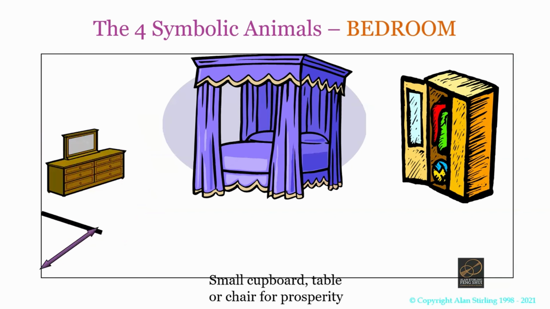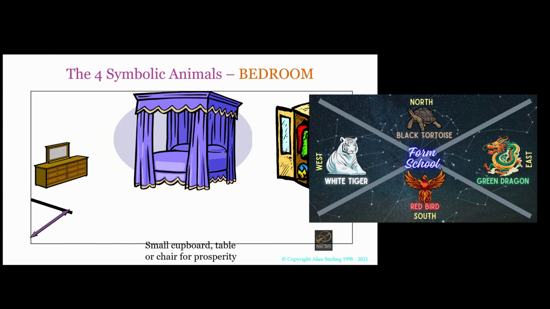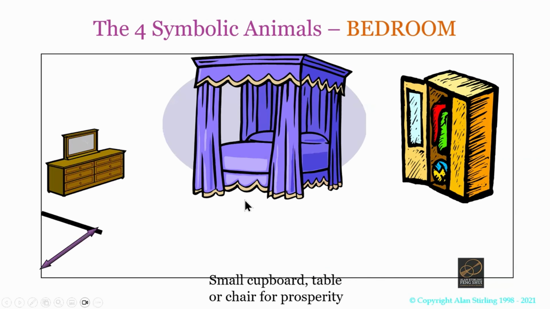And then at the front, we have a small cupboard, table or chair for prosperity. That represents the pearl. So the red bird is actually the space between the end of the bed and the wall. Yeah, so there isn't a red bird. It's space. Oh, what if the red bird is really small and then I have the door instead of the table?